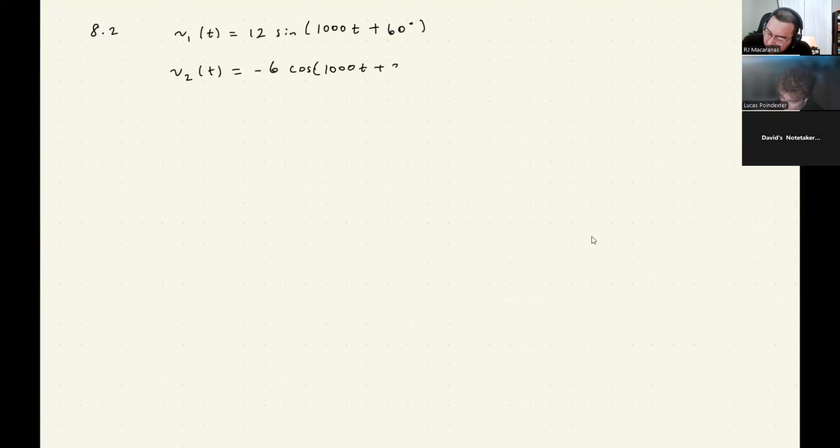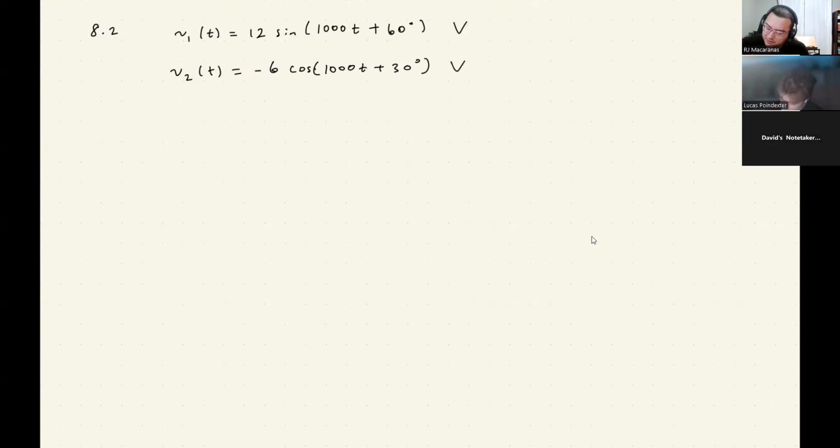So this is 8.2, and we want to determine the frequency and phase angle between these two functions. So our first function, v1 of t, is given by 12 times sine 1000 t plus 60 degrees. And our v2 of t is given by minus 6 cosine 1000 t plus 30 degrees. And so these are with units, volts.